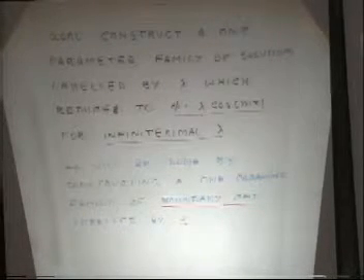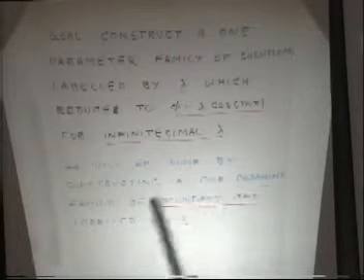And this will be done by using the well known correspondence between solutions of string equations of motion and conformal field theories. So what we need to construct is a one parameter family of boundary conformal field theories which is labeled by this parameter lambda.